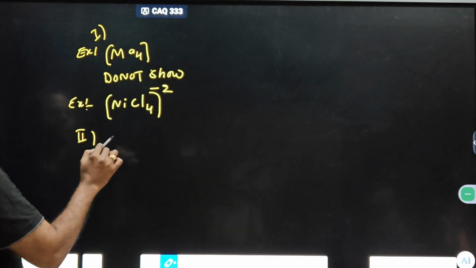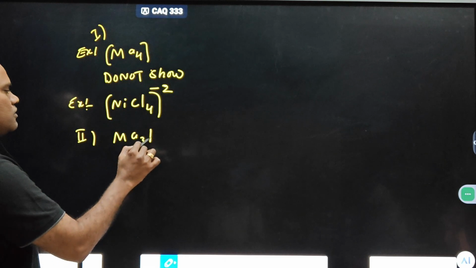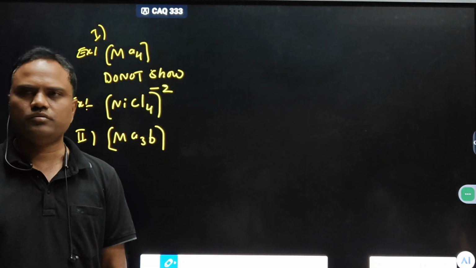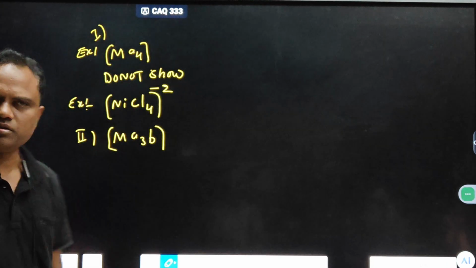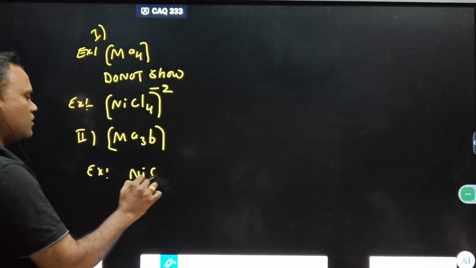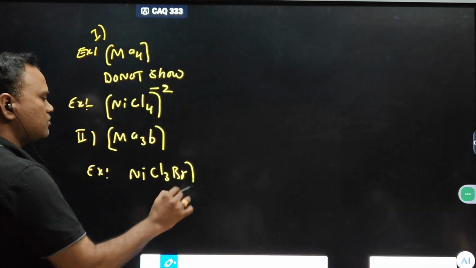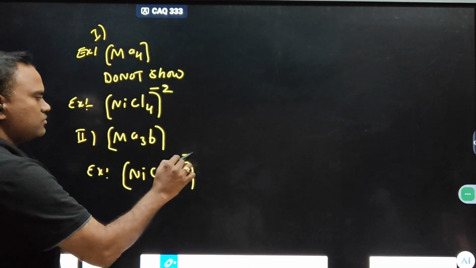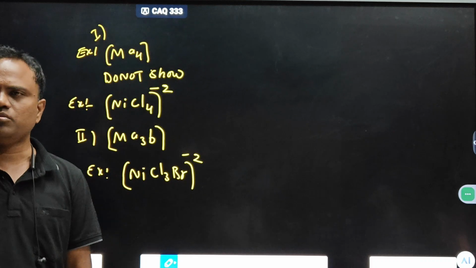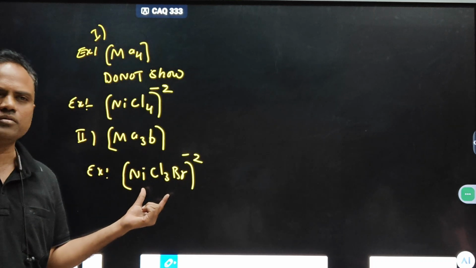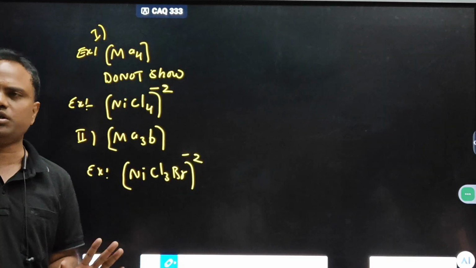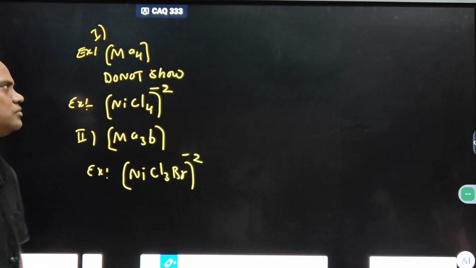Roman number 2, MA3B category, which is present under the do not show category. Example: nickel Cl3Br. When you see nickel Cl3Br, will it show? No, because this comes under which category? MA3B category. Very easy. MA3B and MA4 categories do not show.